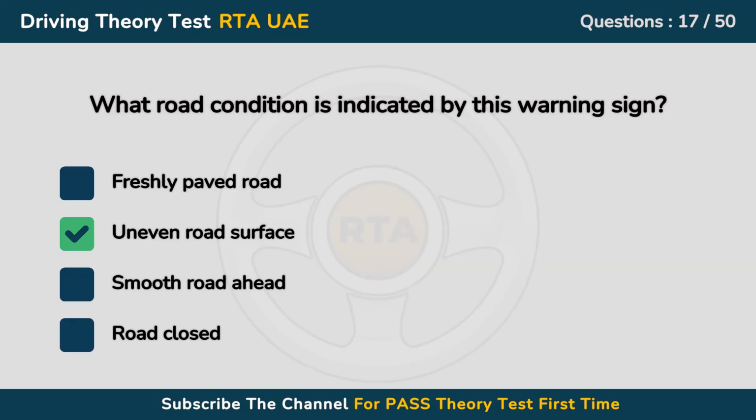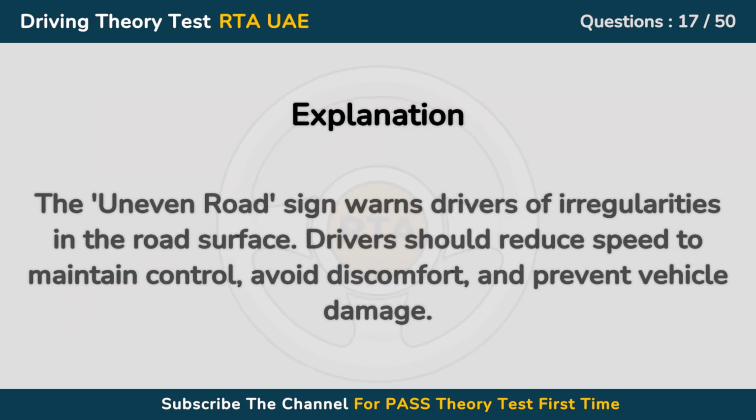Answer is B. Uneven road surface. The uneven road sign warns drivers of irregularities in the road surface. Drivers should reduce speed to maintain control, avoid discomfort, and prevent vehicle damage.